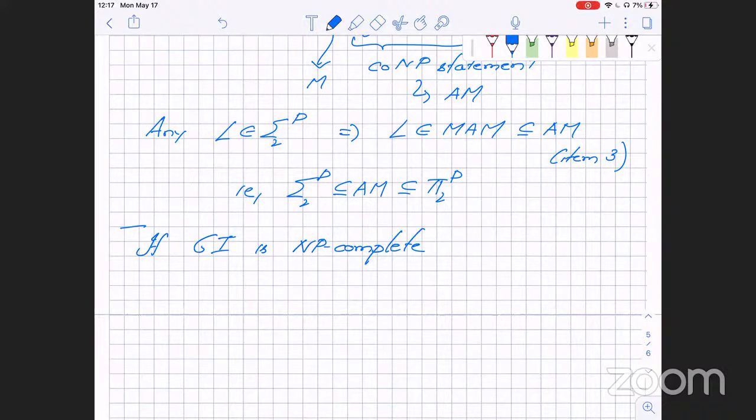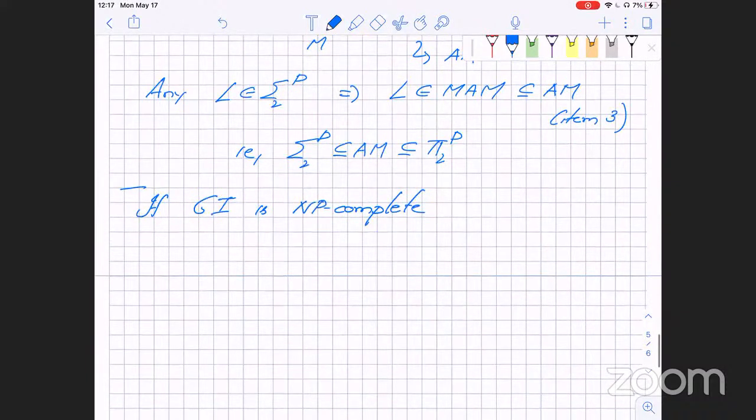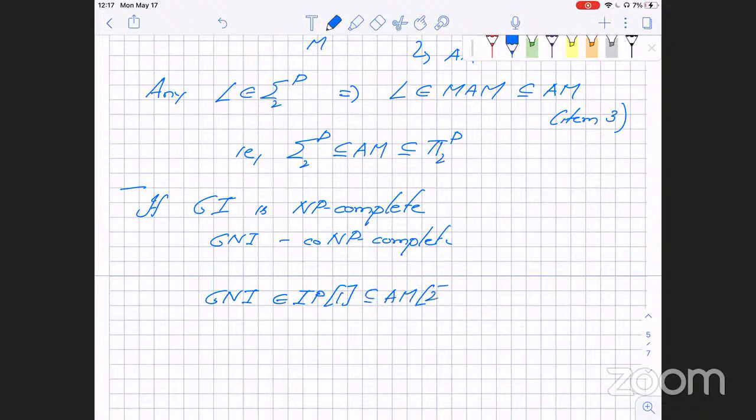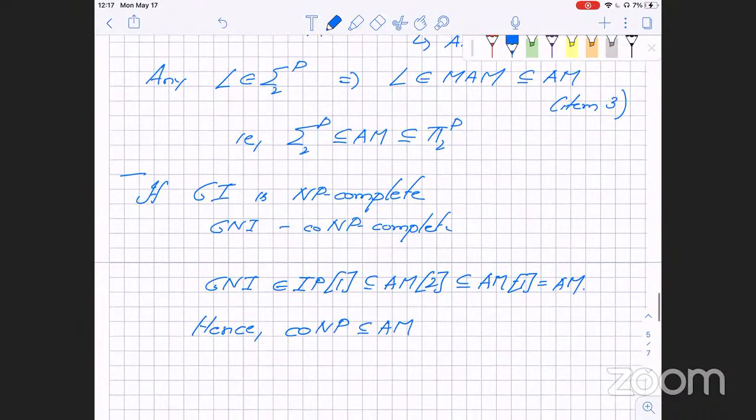What would happen because of this? Then you would have GNI is CoNP complete. But GNI, we already know, is contained in AM. We showed it was in IP1, and then we showed that with public coins, private coins, this is in AM2, which is contained in AM1, which is AM. This will tell you that hence CoNP falls into AM and PH collapses.